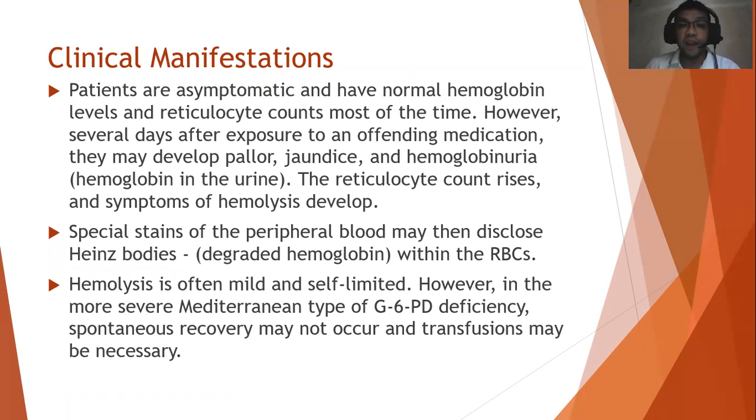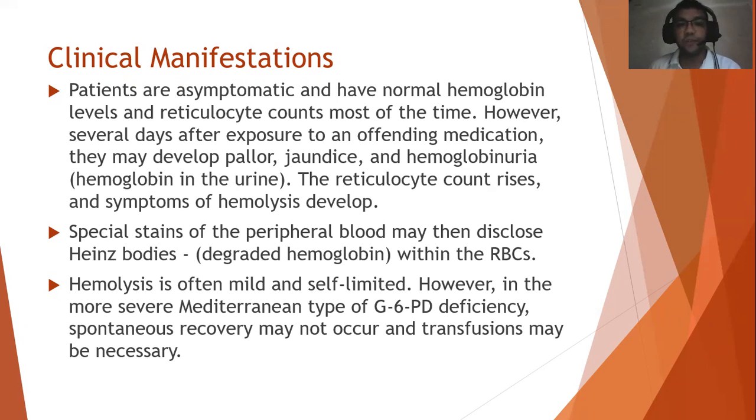What are the clinical manifestations of G6PD deficiency? Patients are asymptomatic and have normal hemoglobin levels and reticulocyte counts most of the time. However, if it has been triggered by what? By an offending medication, those drugs that I have mentioned earlier, they may develop pallor, jaundice, and hemoglobinuria or hemoglobin in the urine. The reticulocyte count rises and symptoms of hemolysis develop.